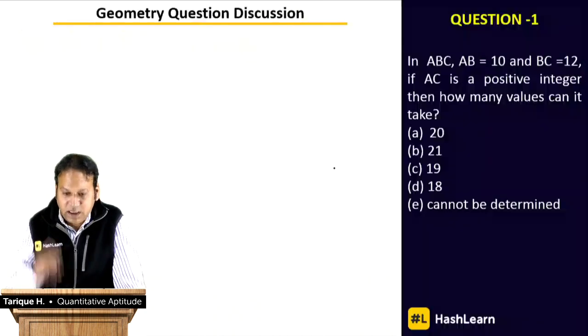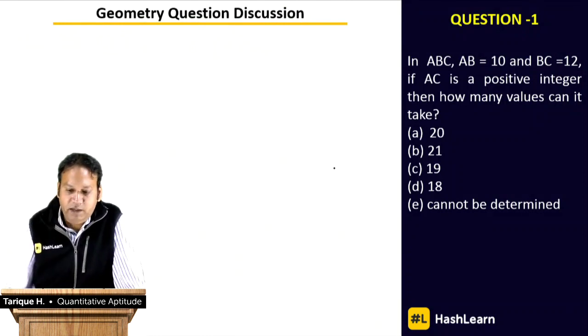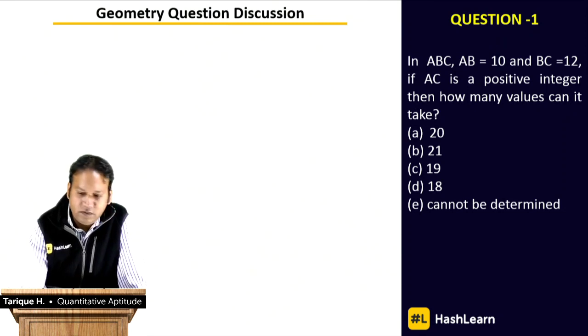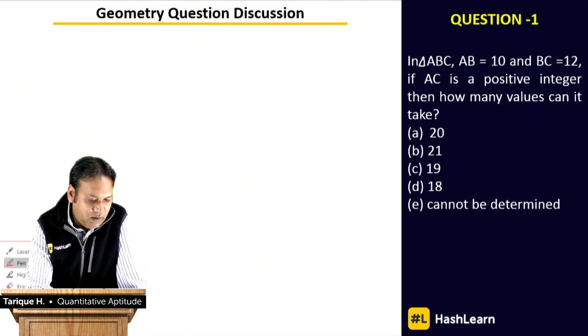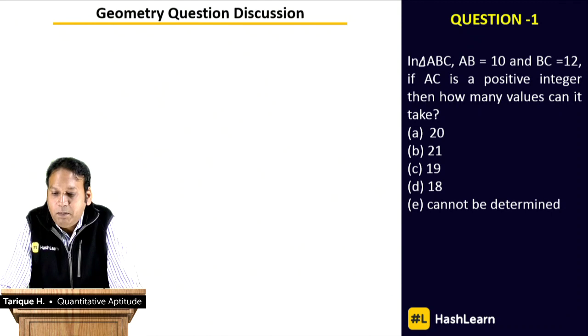Okay, so let's start with the first question for a day. In triangle ABC, so this is a triangle here. In triangle ABC, AB is equal to 10, BC is equal to 12. If AC is a positive integer, then how many values can it take?